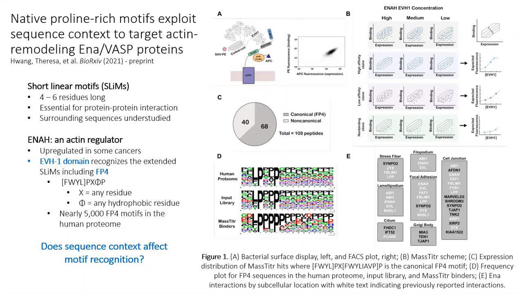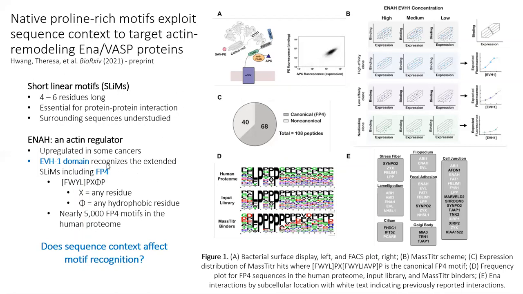ENA is the protein that they studied. It's an actin regulator, and they chose this because it's upregulated in some particularly invasive cancers. The domain EVH1 is involved in recognizing some extended SLIMs. So extended SLIMs just being those that aren't 4 to 6 residues long. They may be longer, but they contain 4 to 6 residues that are definitive of the motif itself.